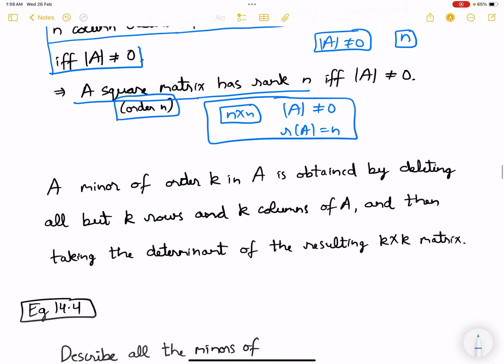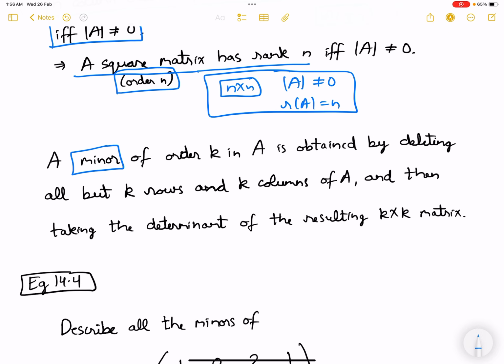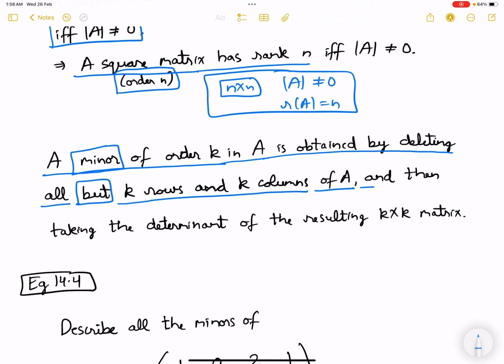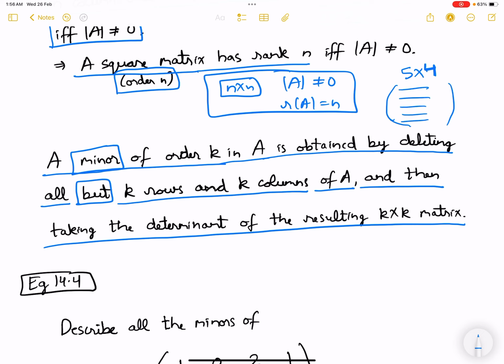Now we'll discuss the minor. A minor of order k in the matrix A is obtained by deleting all but k rows and k columns of A, and then taking the determinant of the resulting k cross k matrix. So basically, if we have a matrix with 5 rows and 4 columns, now we can remove rows, so a minor of order 3 cross 3 or 4 cross 4.